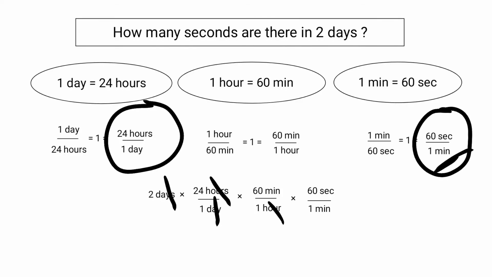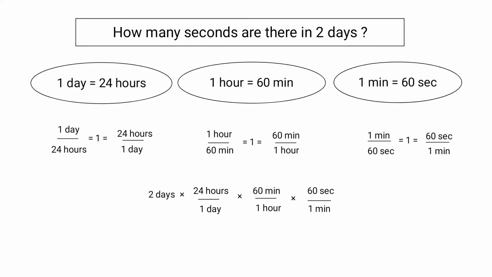So that is nothing but, day and day get cancelled, hour and hour get cancelled, minute and minute get cancelled. We are left only with second, that is nothing but 2 into 24 into 60 into 60 seconds. When we multiply this, we get the final answer as 172800 seconds. Therefore, how many seconds are there in 2 days? It is nothing but 172800 seconds. This is how we proceed with the numericals under dimensional analysis.